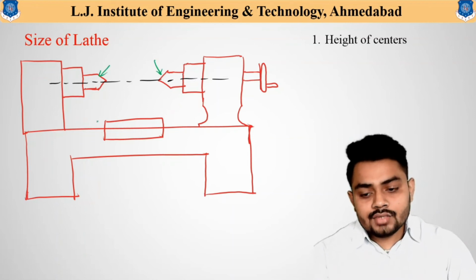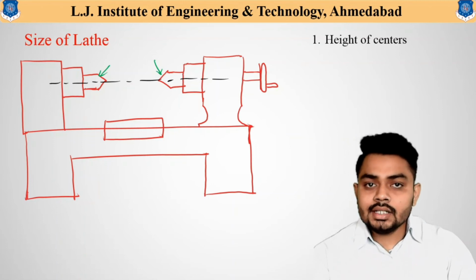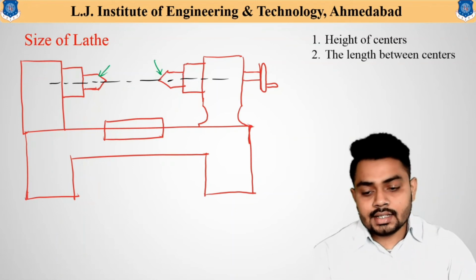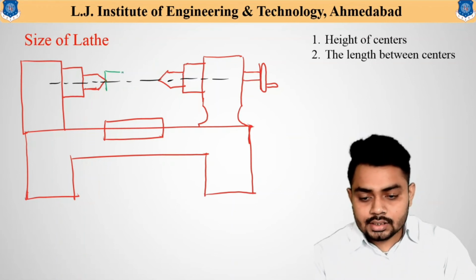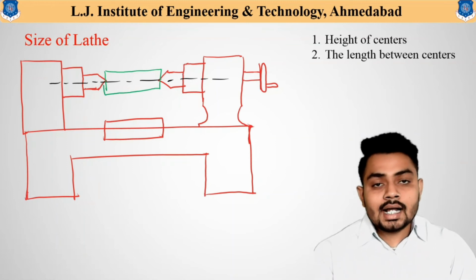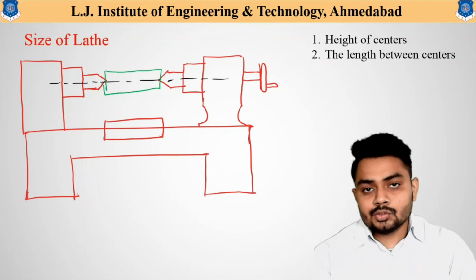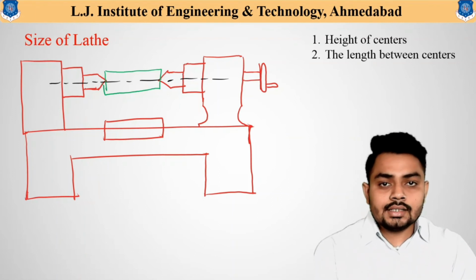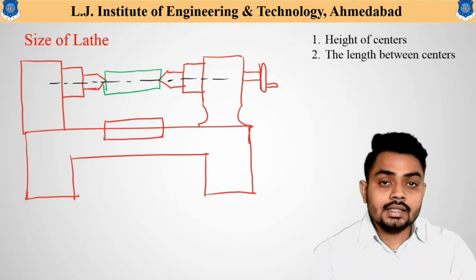So the height of the center from the base, based on which the lathe machine can be designed. The second one, that is the length between the centers. Here you can see that based on the length available between the centers, how long a workpiece can be held in the lathe machine, that we can understand. Based on the different length available between the headstock and the tailstock, about its extreme position, also this lathe machine can be designed.